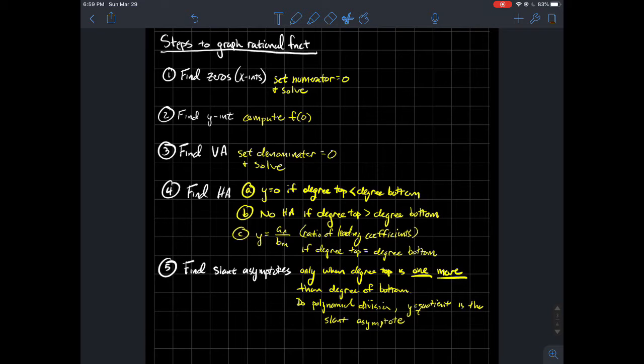So VA, remember, is vertical asymptotes. To find those, you're going to set the denominator equal to 0 and then solve that for x. And those are the spots where your function is undefined. So those are points that are not in the domain. So that's where you get vertical asymptotes.